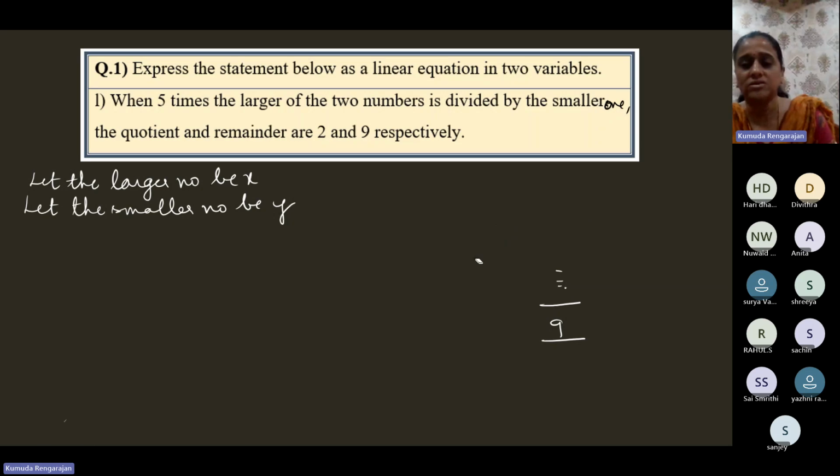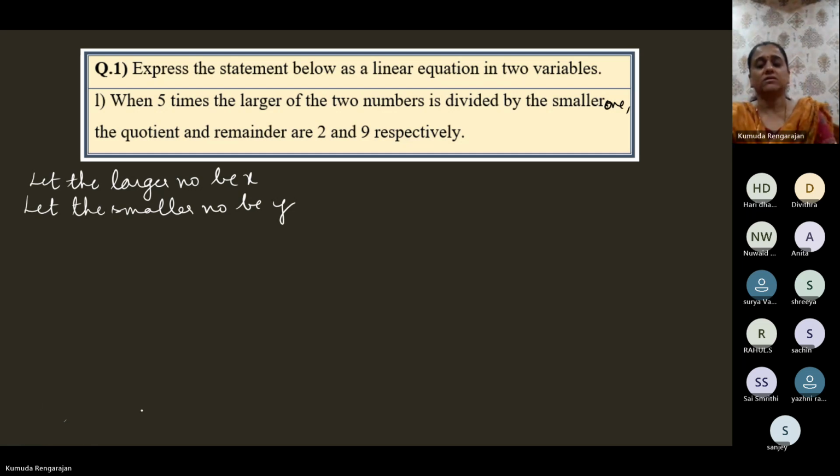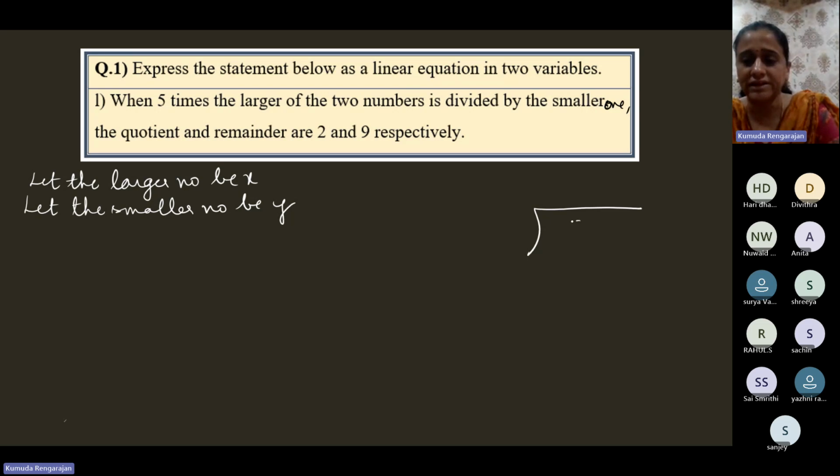You'll have to assume the larger number and the smaller number. You can say let the smaller number be x and the larger number be y. You can assume anything to x and y, so that order is not important. Here we have taken larger number x and smaller number y. When 5 times the larger of the two numbers is divided by the smaller one, the quotient is 2 and the remainder is 9.